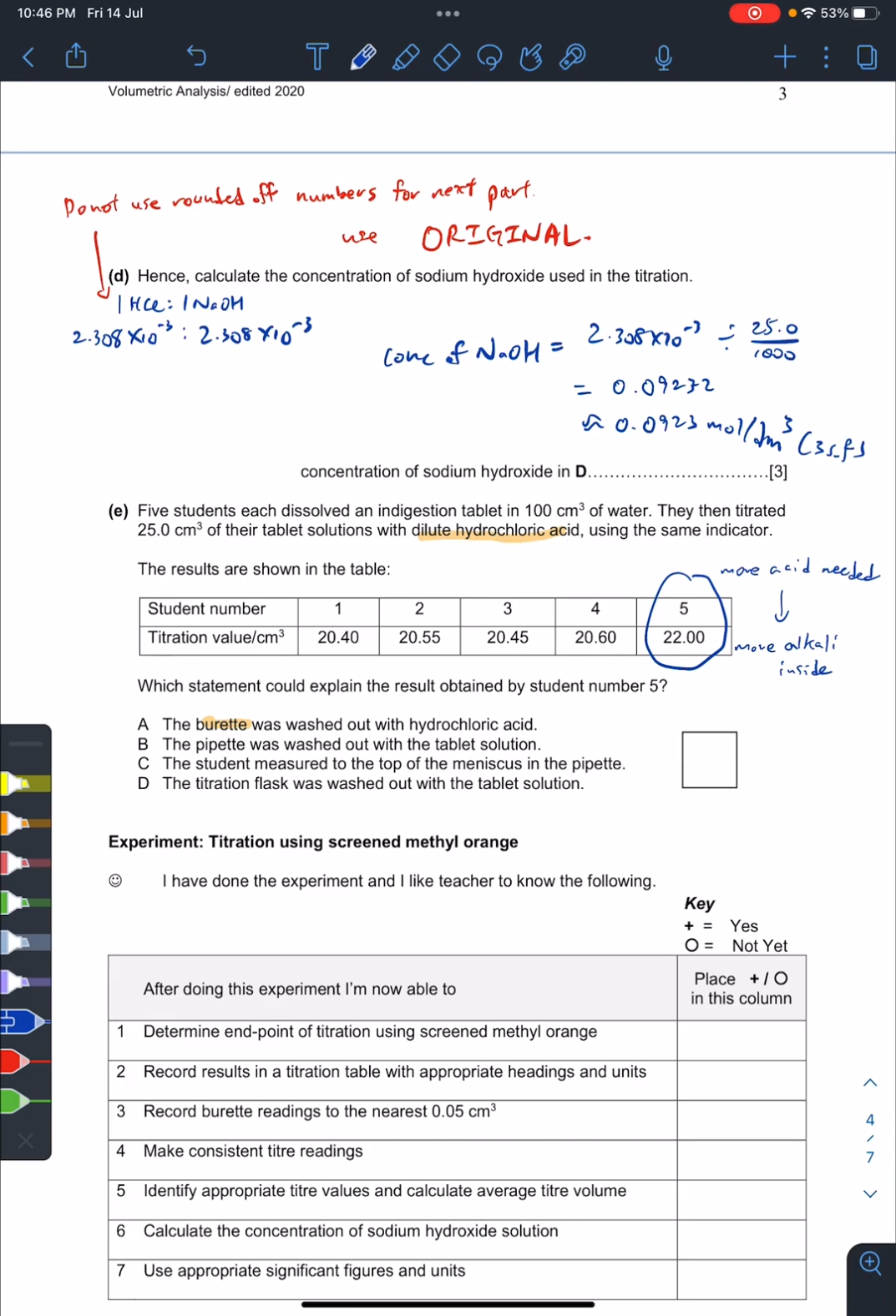Pipette wash with tablet solution. In real life, also wash with whatever you're going to fill in. Remember, for pipette and burette, you wash with distilled water, followed by whatever solution you're going to fill it in. So A and B are true statements, but they don't explain why it is a mistake. They are correct. They are not mistakes. C.